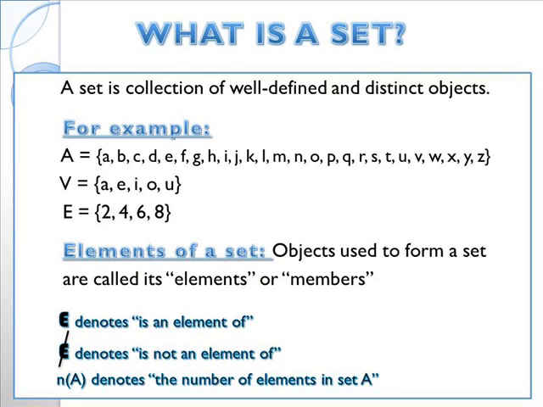The objects used to form a set are called its elements or members. Some symbols are given over here. The first one denotes is an element of, the second one denotes is not an element of, and the third one denotes the number of elements in set A.